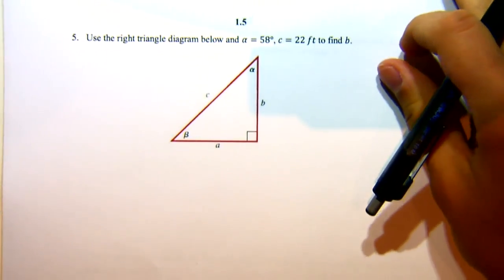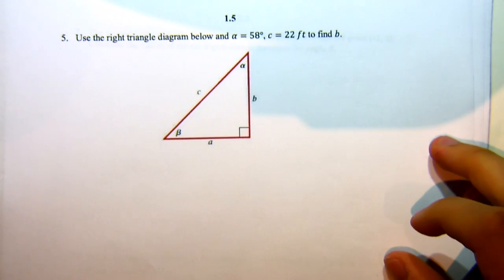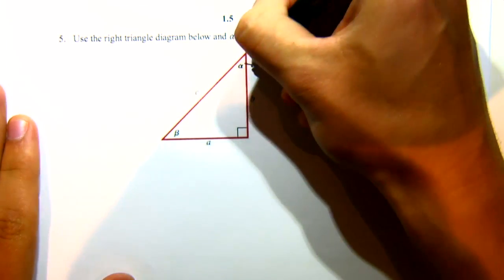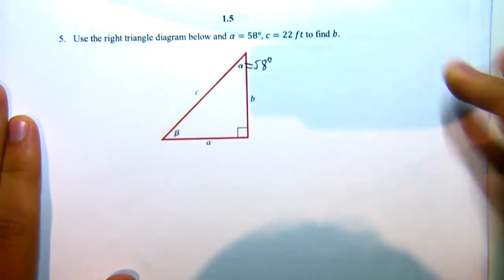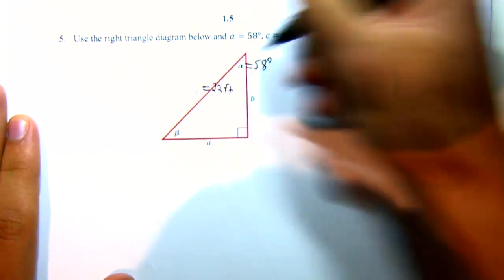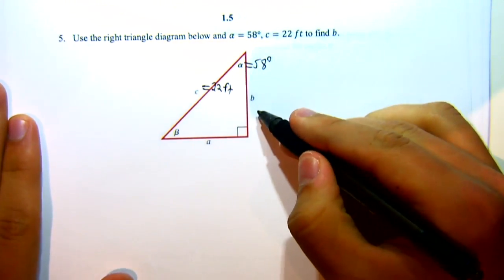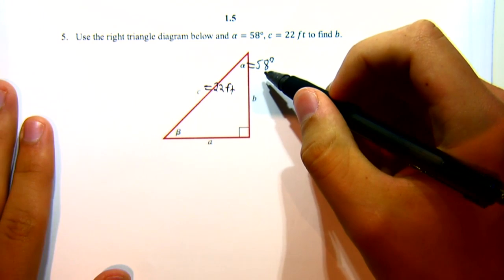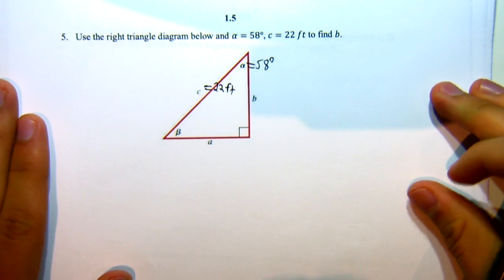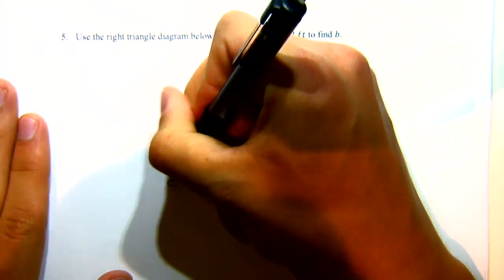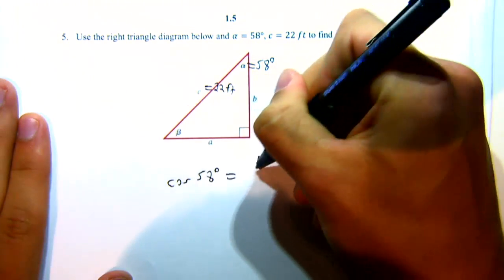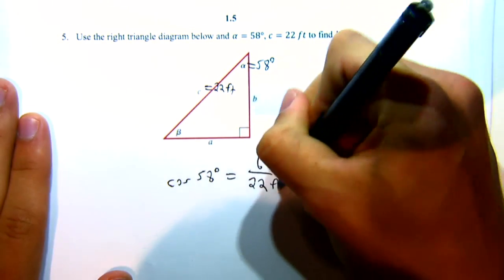So now we want to move on to section 1.5. Kind of just blazing through the first chapter. Alright, so use the right triangle diagram below, and we know that alpha is equal to 58 degrees. We know C is equal to 22 feet. And we want to find B. Alright? So we can set up another trigonometric function here. So we can do cosine 58 degrees is equal to adjacent over hypotenuse, which is b over 22 feet.